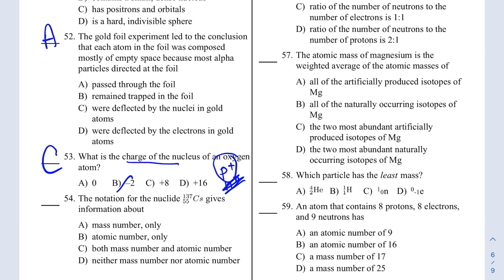The notation of the nuclide 137 cesium gives information about mass number, atomic number, both or neither. So I see the mass is 137, and I see the atomic number is 55. So it's got to be both.